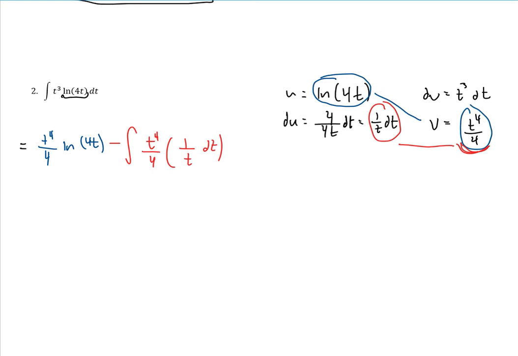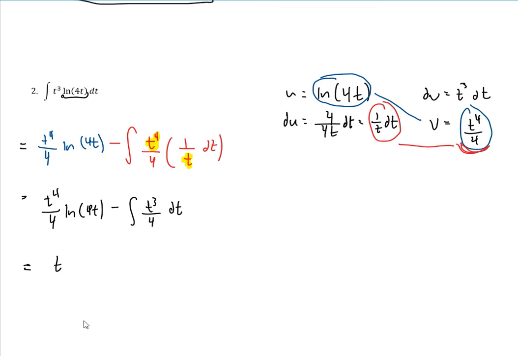Okay, and then from here we can see, oh, the t to the 4 and the t would reduce. So let's simplify. So the blue is good to go. I'm just going to change it to black ink, though. So t to the 4 over 4 times the natural log of 4t minus the integral. The t to the 4 and the t reduced to t cubed over 4. And then dt still attached. And then now this integral is very easy. There's no problem with it. Let's go ahead and finish it off.